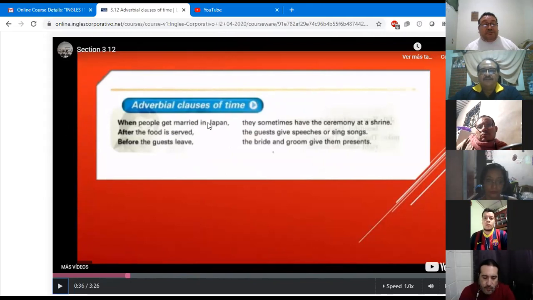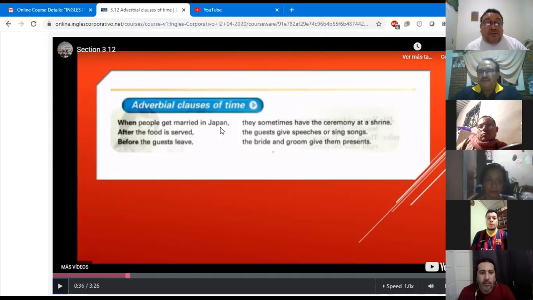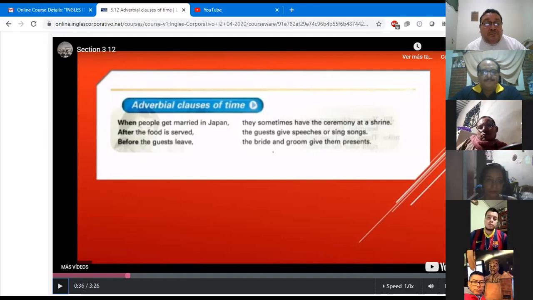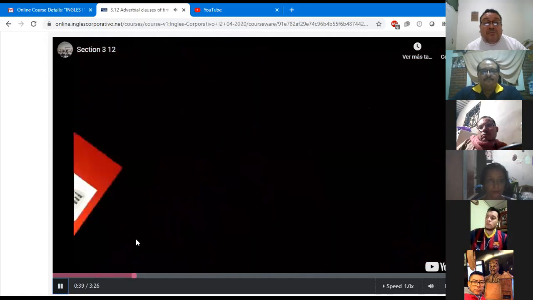Right? So in this sentence, you have something that is a complete idea. It's clear when you say people get married in Japan? Yes. People get married in El Salvador is something normal, right? People in the United States get married, okay? Or people get married in the United States. They sometimes have the ceremony at a shrine. Okay, this one you need more information. Before the guests leave, the bride and groom give them presents.